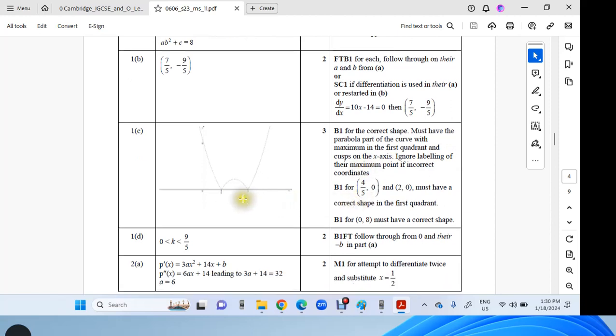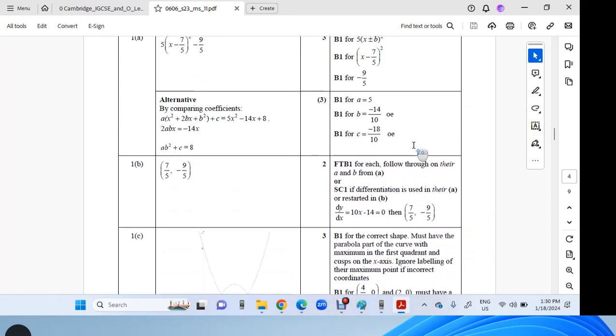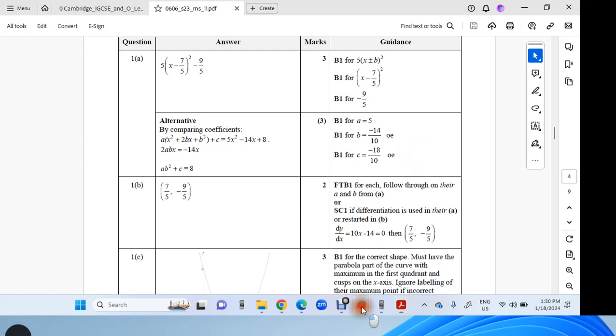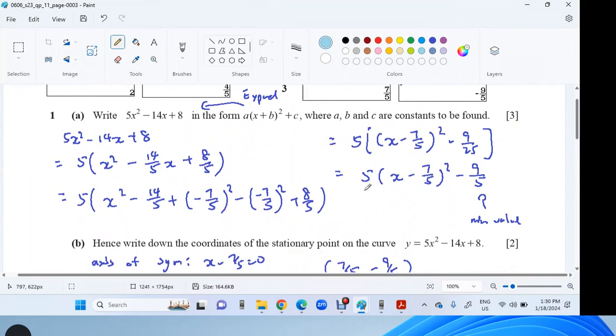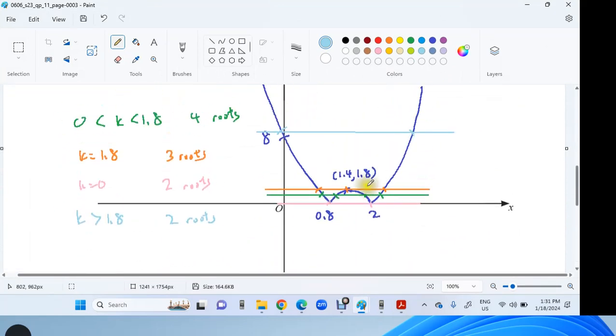So B1 for the 0.8 and 2, the x-intercepts, that is the roots that you have to write. And then the (0, 8) is one y-intercept you also must have. So the k is between 0 and 9/5. The full mark for this question is 10 marks.